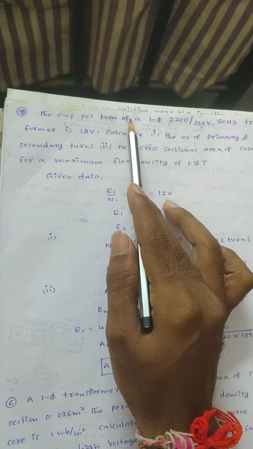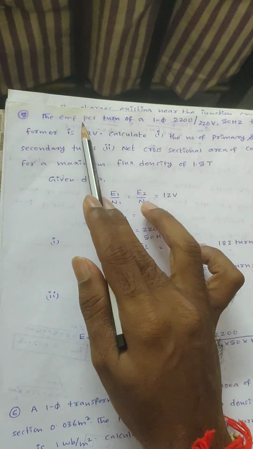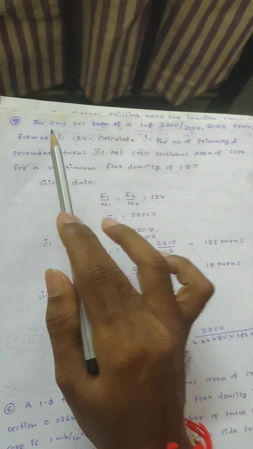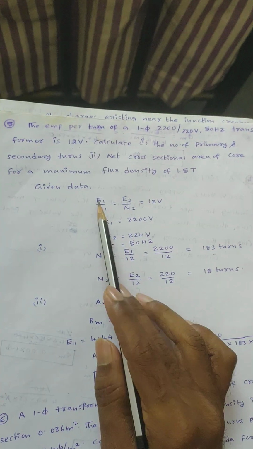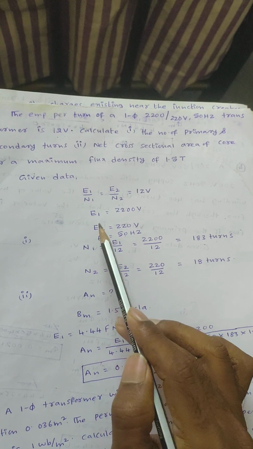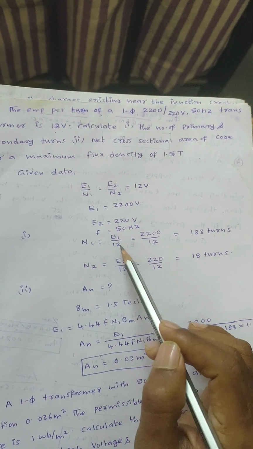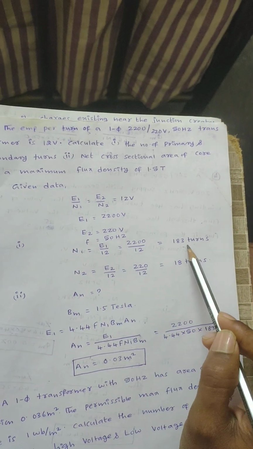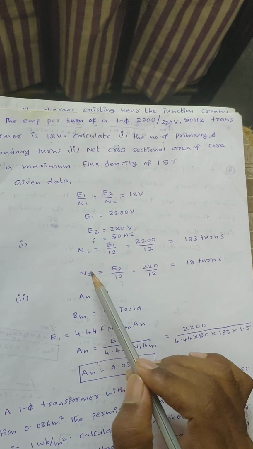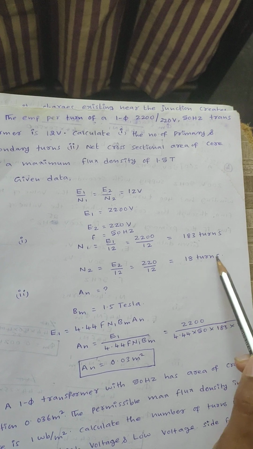The EMF per turn is nothing but E1 by N1 or E2 by N2. That value is 12 volts. So E1 by N1 equals E2 by N2 equals 12. Already we know the E1 and E2 values. From this equation, N1 equals E1 by 12, so I will get N1 as 183 turns. Similarly, E2 by N2 equals 12, so N2 equals 220 by 12, and we will get 18 turns.